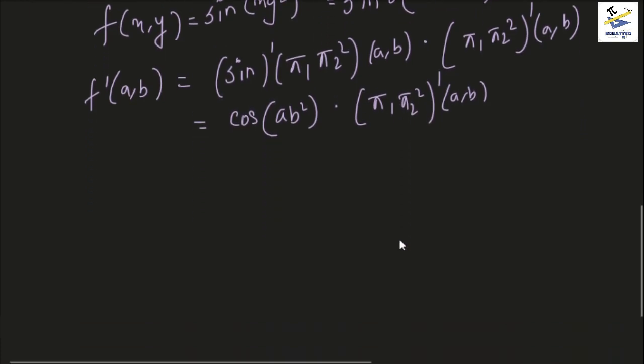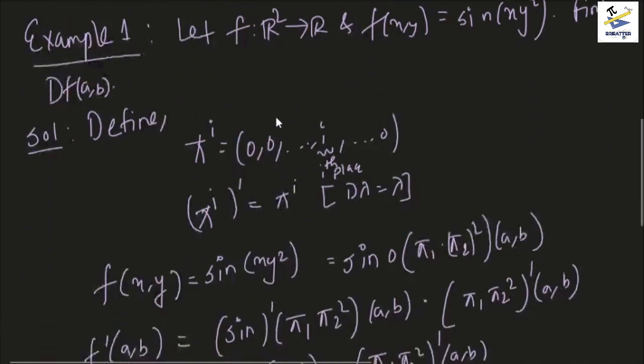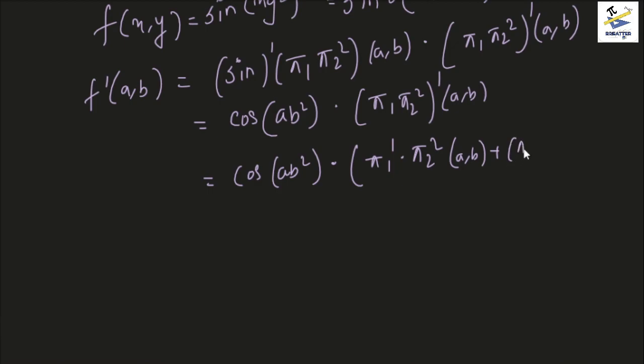Now this is the product of two functions, and we learned how to do them. It doesn't matter that pi 1 and pi 2 are two-dimensional vectors, because we have learned just now that we can do summations and products and all of these things, right? So what we can do is find this as pi 1 prime into pi 2 squared at the point (a, b), and then again the differentiation of pi 2 squared multiplied by pi 1 at the point (a, b).